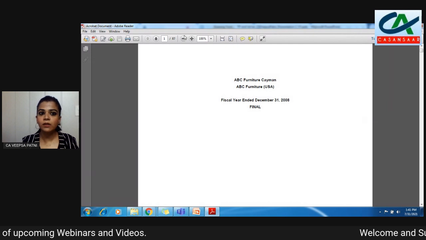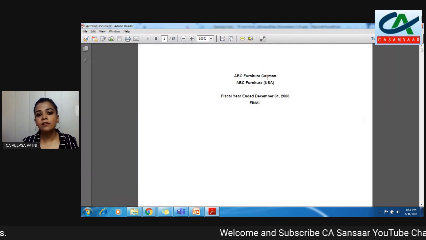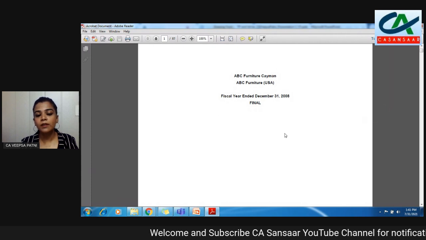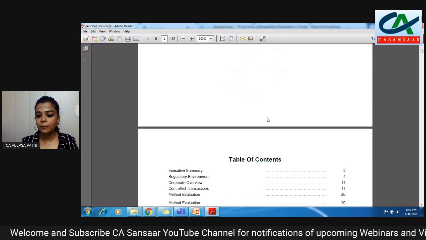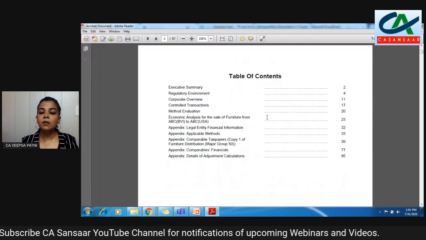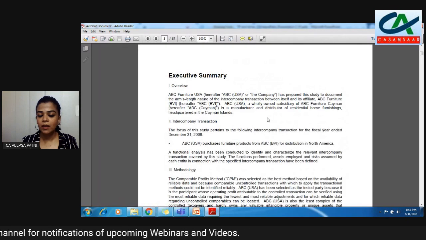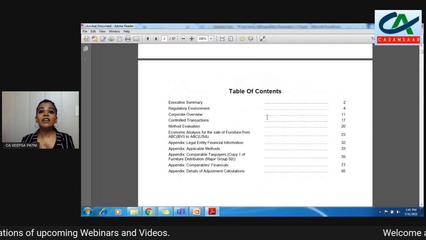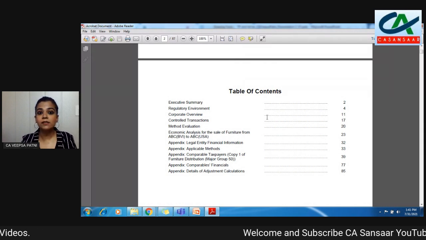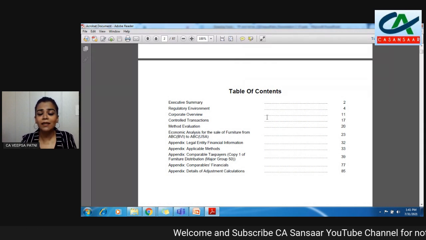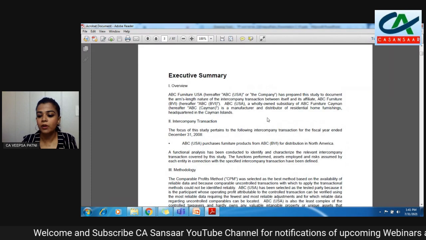It starts with a normal format like any document. Here is the name of the group, the name of the entity, and the period for which it is maintained. Then comes the table of contents, and then comes the executive summary. We generally underrate these two sections. We think the table of contents is nothing, it's just an index. And what is the executive summary? It's nothing, it's just summarizing the whole report.